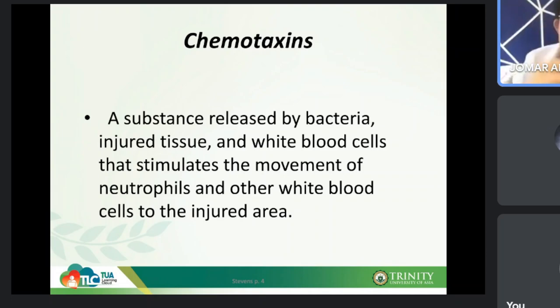Okay lang, Zion. Ayan, thank you. Okay, so your negative chemotoxin would, ano naman, would repel. Diba? Okay, wag na kayo dito. Magsilayas kayo. Wag kayong pumunta dito sa site of infection, okay? So this is actually the first thing that happens during phagocytosis.